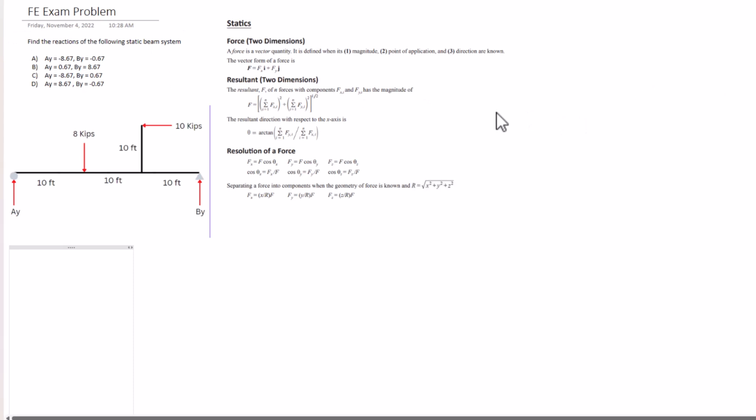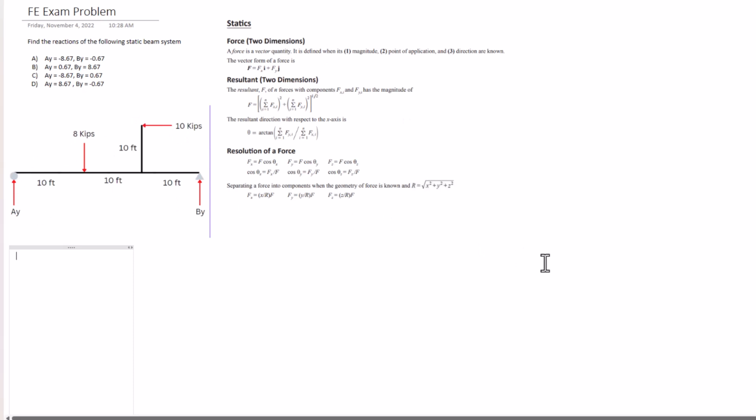So the problem states, find the reactions of the following static beam system. We're looking for the y direction reactions. And so I want to find what A_y and B_y are. Obviously A_x is just going to be negative 10, or 10 kips in this case. We're interested in the A_y and B_y reactions.